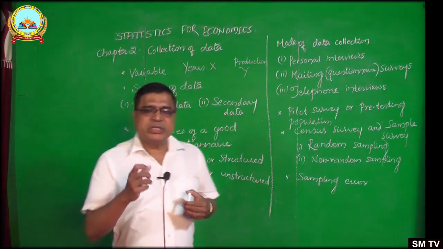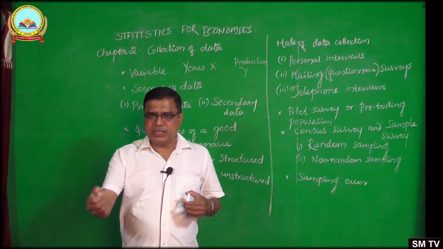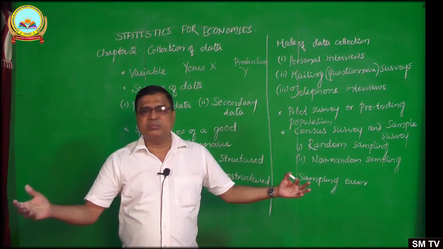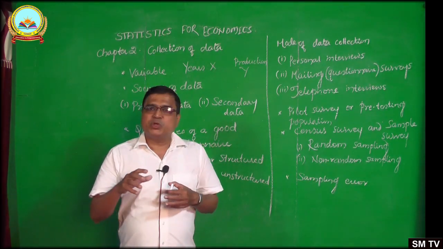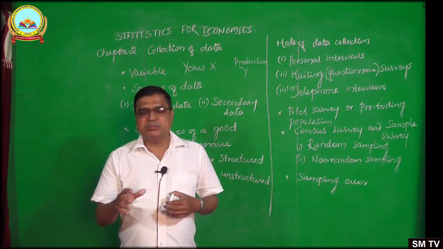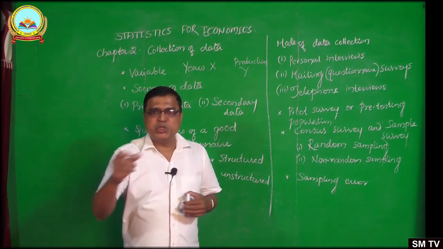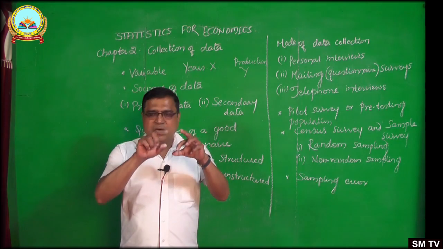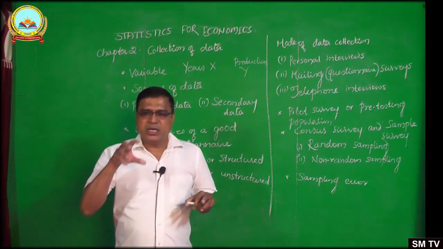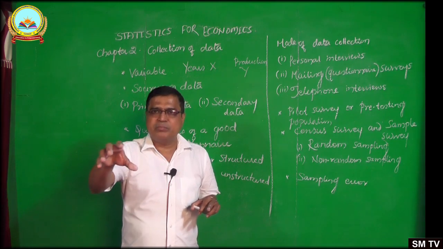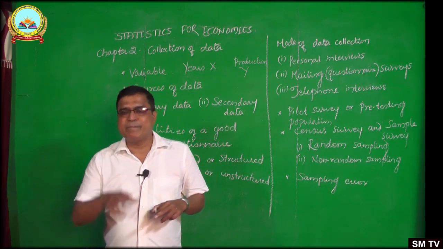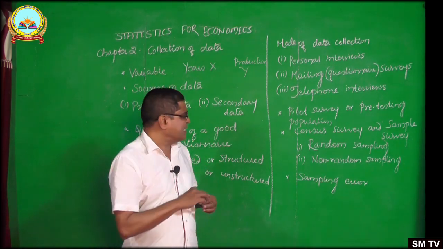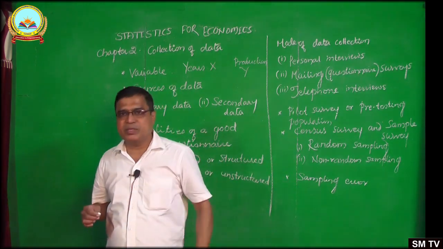So what is random sampling? As the very name indicates, random, the units are selected randomly from the population. Randomly from the population, that means we don't know which unit is selected. Or in other words, every unit of the population has an equal chance, or probability, a new word that has been used, of being selected. Equal chance of being selected, and that is called random sampling.